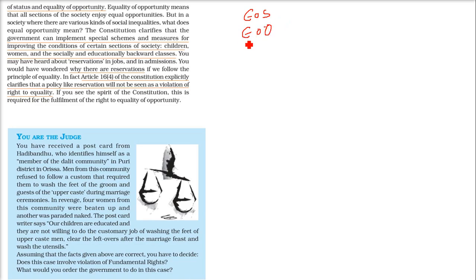The constitution clearly says the government can implement special schemes and measures to improve the condition of certain sections of society, like the children, the women, and the socially and economically backward classes. The government can do this. We have seen a word called reservation. It is there in our government jobs. So why is there reservation?